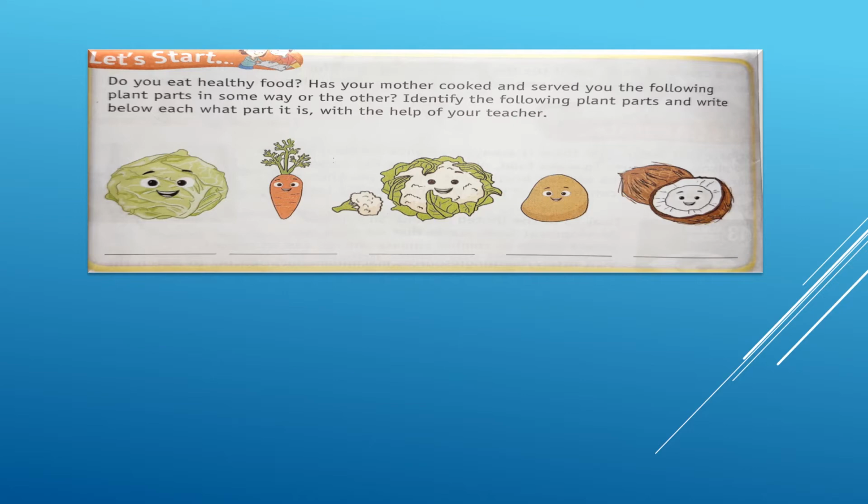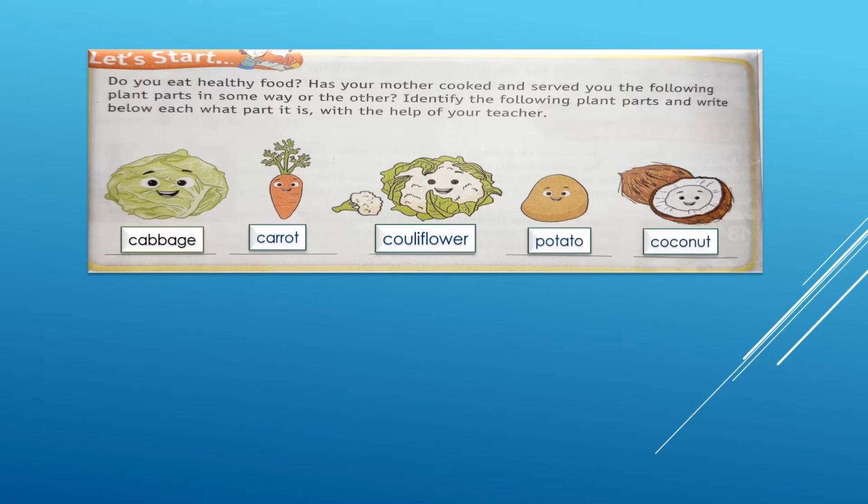So first one will be cabbage. Second one, carrot. Then comes cauliflower. Then comes potato. Then at the end, coconut. So all these vegetables or fruits are healthy food. So at home you usually eat most of the time healthy foods like different leaves or fruits. So you get energy to study, to play, all those things.